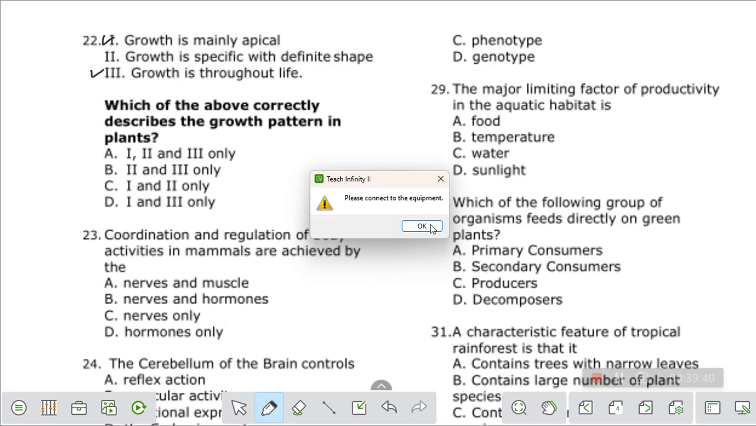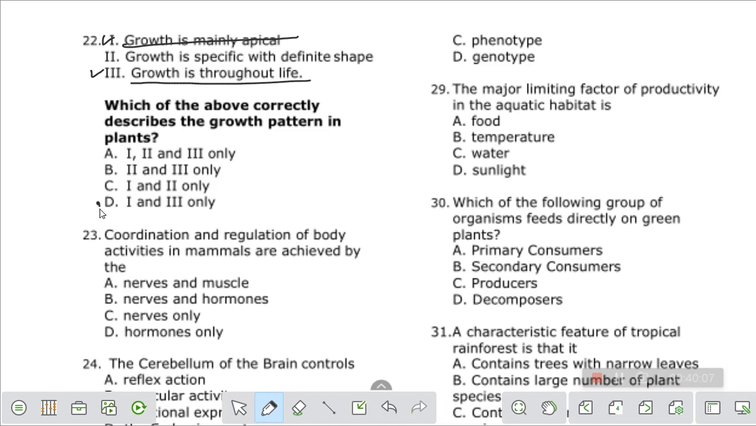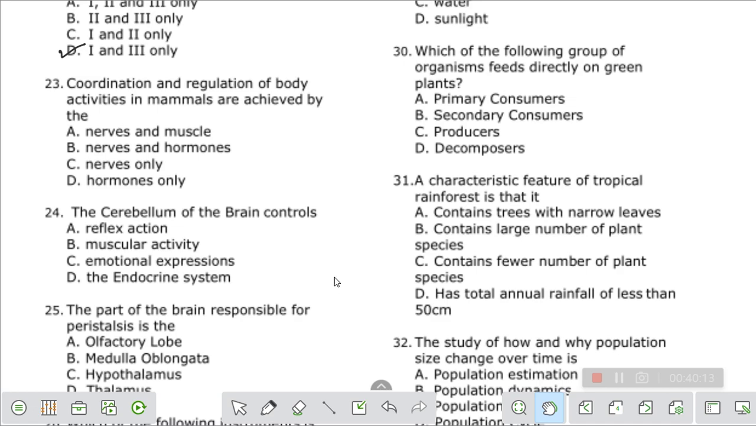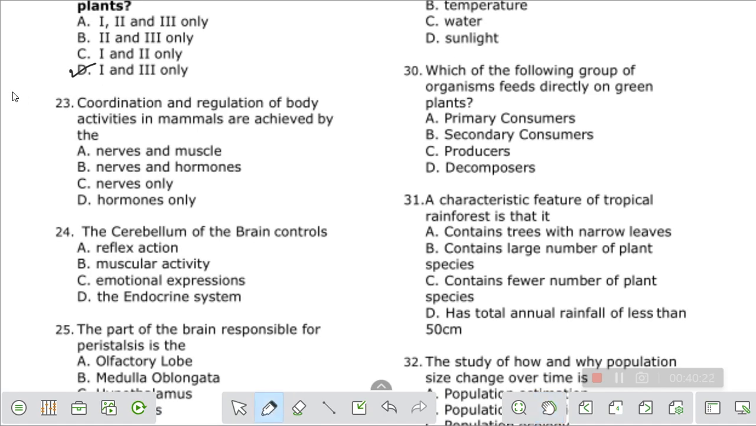Coordination and regulation of body activities in mammals are achieved by what? I taught you the nervous system. I told you that the things that control the body homeostasis are the nervous system and the endocrine system. The endocrine system deals with production of hormones, they regulate hormones. The nervous system has to do with nerves. So the answer is nerves and hormones, because those ones are working together. I even gave you the differences for both of them.